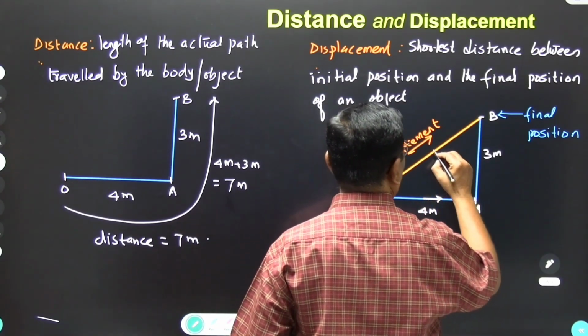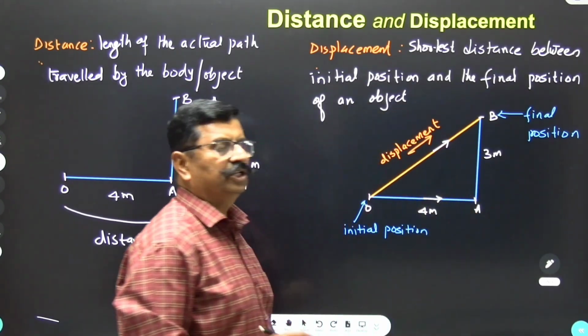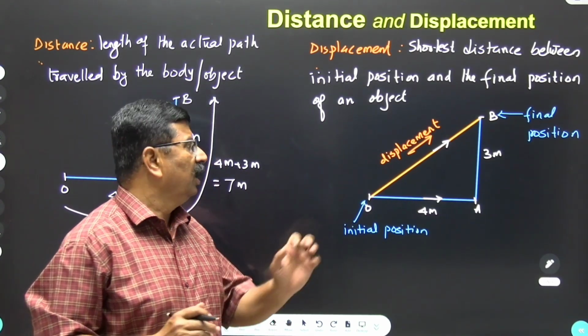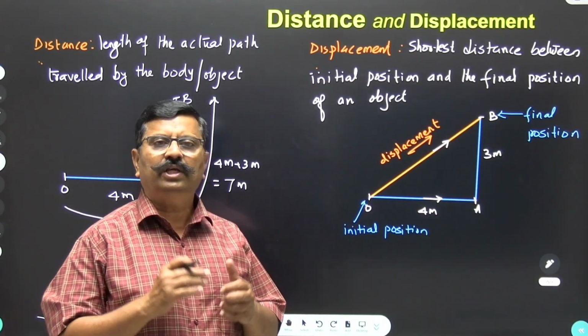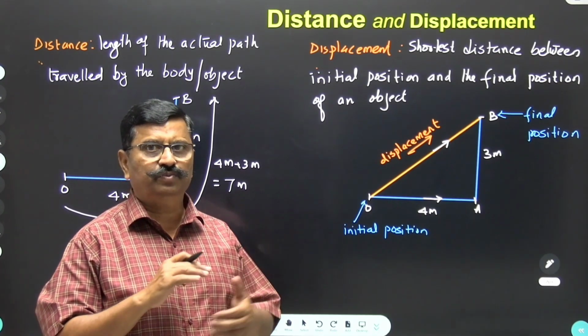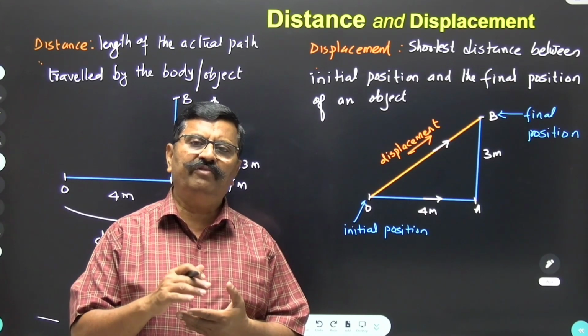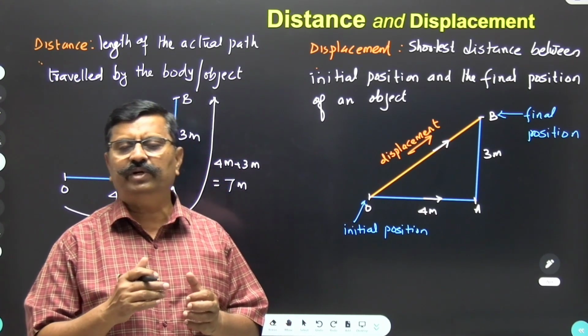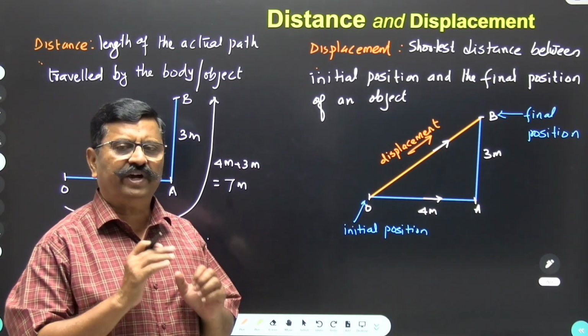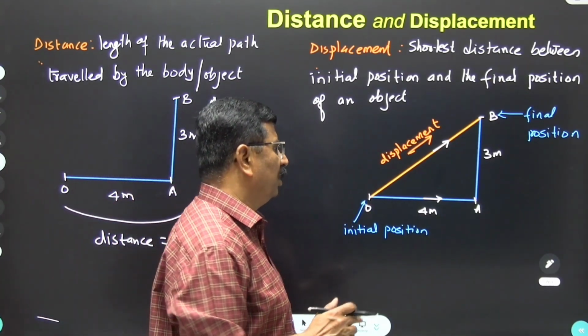Remember students, this is a vector quantity. Displacement is a vector quantity while distance is a scalar quantity. Now I want to find out the magnitude and the direction of the displacement. Why? Because displacement is a vector quantity. Now what do you mean by vector? A physical quantity which can be described both by magnitude as well as the direction. So let us first find out the magnitude of this displacement.